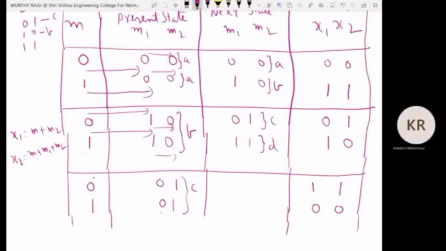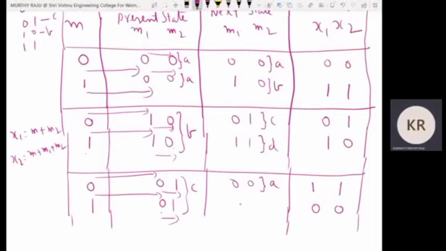The outputs. Perform shifting operations. Here 0 is shifted to here. That means this is the state A. Here 1 is shifted to here and 0 is shifted to here. 1, 0 is B.